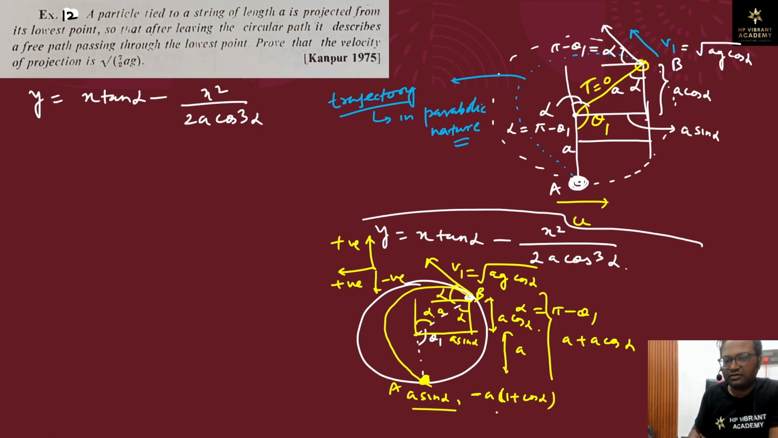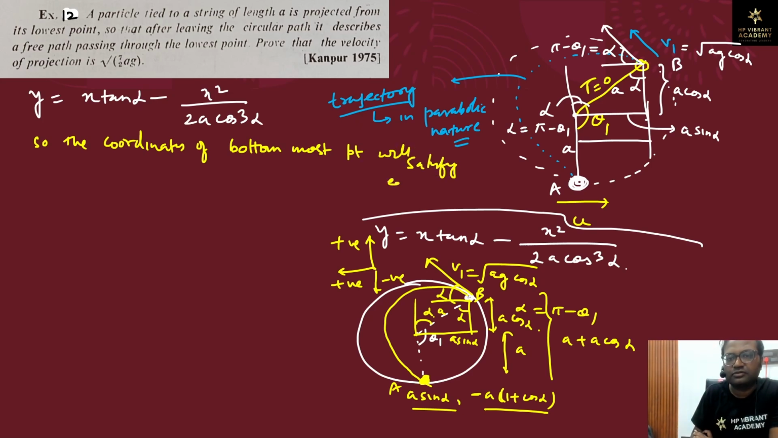So this is a sin alpha, or minus a into 1 plus cos alpha. So this must satisfy the equation of trajectory. The coordinates of the bottommost point will satisfy the equation of trajectory. Okay, so we have minus a into 1 plus cos alpha is equal to a sin alpha into sin alpha upon cos alpha. This is tan alpha, no? So minus, let us erase this.